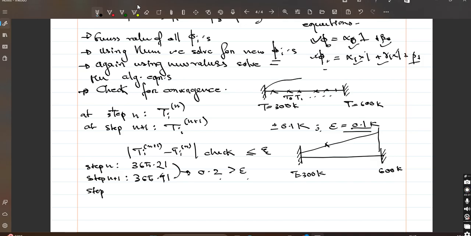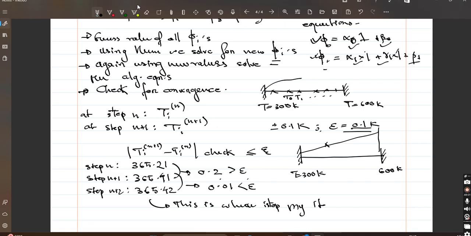So you will go to the next step, n plus 2, and you see it is coming as 365.42, okay, and then you will take the difference between them. It will come out to be 0.01, right, which is less than epsilon. Then you will know that this is where I stop my iterations.